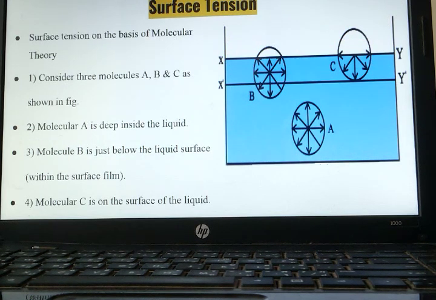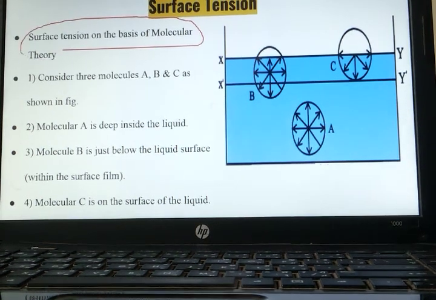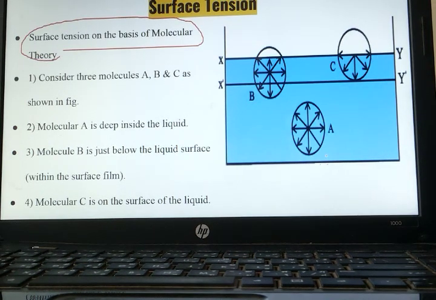Now we will try to understand surface tension on the basis of molecular theory. Here we have three molecules. Molecule A is deep inside the liquid. Molecule B is just below the surface of the liquid. And molecule C is such that half of it is outside and half of it is inside.